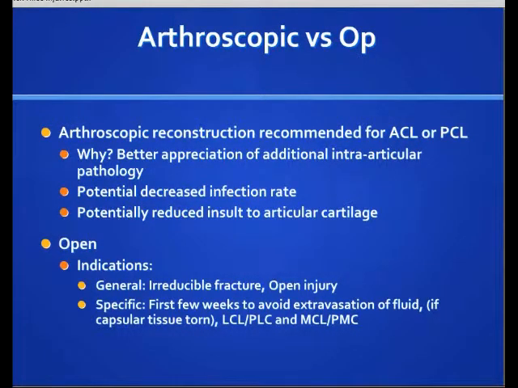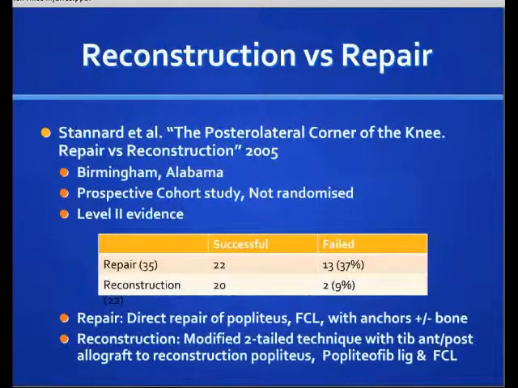Also, recently there was further research. Standard et al. There's a range of papers on this, but this was a study that overall showed a difference in the percentage of failed outcomes from repair versus reconstruction. So in the group that had the repair of the posterolateral corner rather than allograft reconstruction generally, there was a 37%.